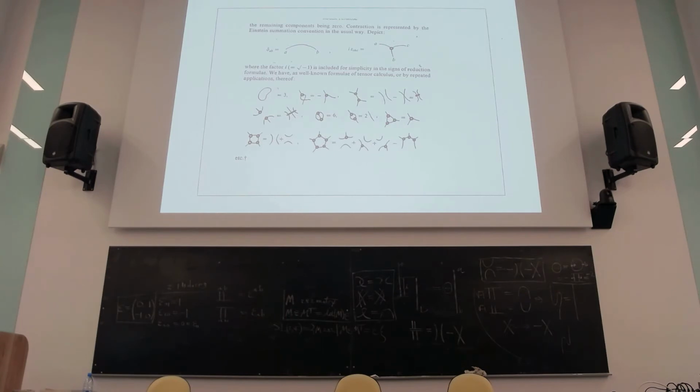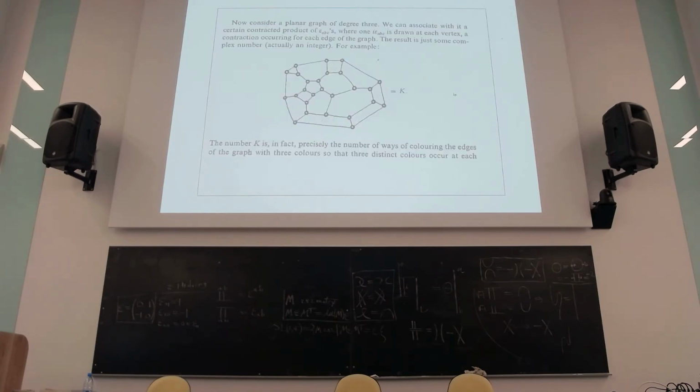And then you watch the kind of thing that he says. He says, consider a planar graph of degree 3, a cubic planar graph. We can associate with it a certain contracted product of epsilon ABCs, where one I epsilon ABC is drawn at each vertex, a contraction occurring for each edge of the graph, and then you would get a number out of the graph. So the graph is a little tensor network. There's an I epsilon ABC at each vertex, and they have to be equal across where they're connected.